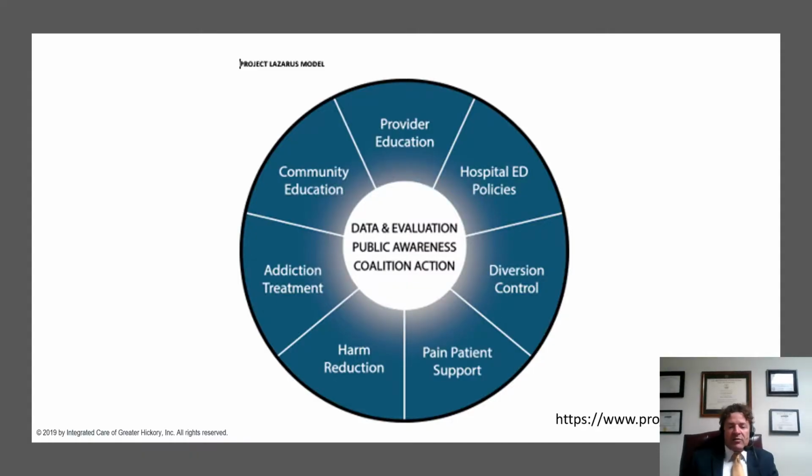So this is the model that we have that has been researched and tested, and the research is available at projectlazarus.org. I want to show you each one of these sectors also ties to very specific interventions that have been studied. So interventions that are evidence-based, researched, and proven: provider education, hospital and emergency departments, diversion control, pain management support, pain patient support, harm reduction, addiction treatment, which we covered earlier, community education and prevention.